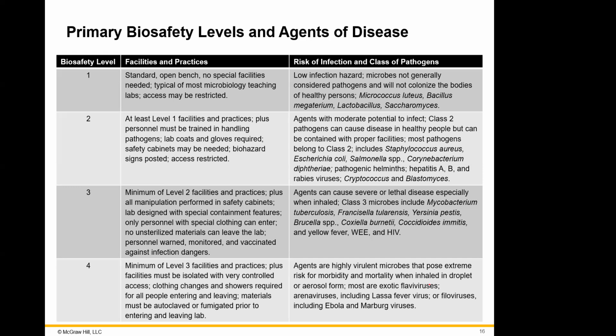Then also those labs tend to be negative pressure, so that if there is some break in HEPA filtration or something like that, the air will rush into the lab as opposed to out. So we're protecting any environmental things. That's important because a lot of the labs that are working with tuberculosis are going to be BSL-3 labs.